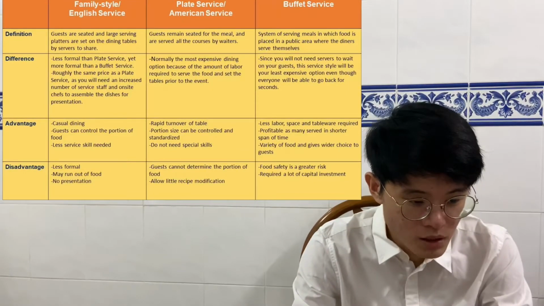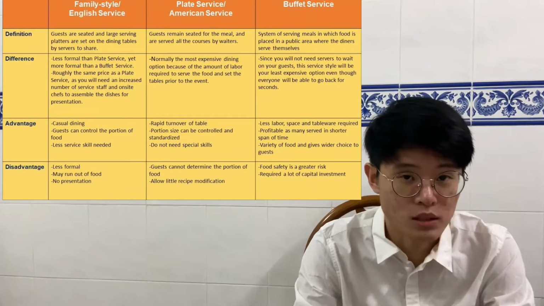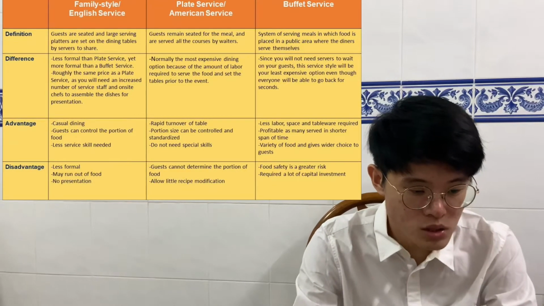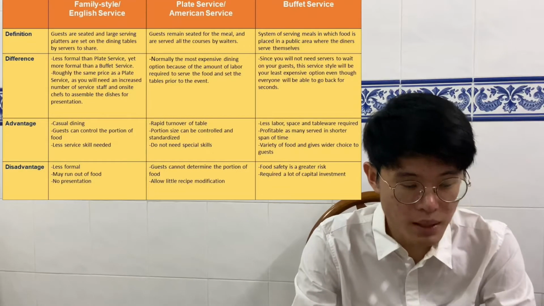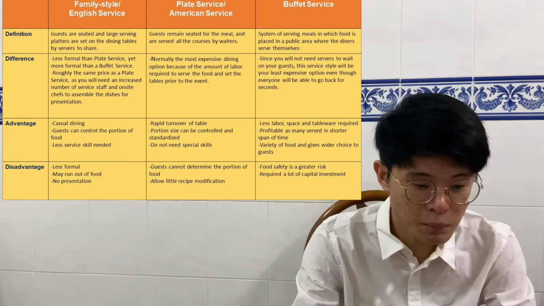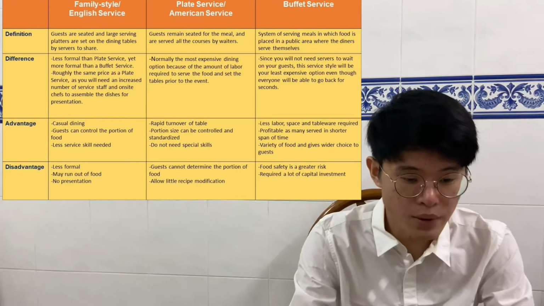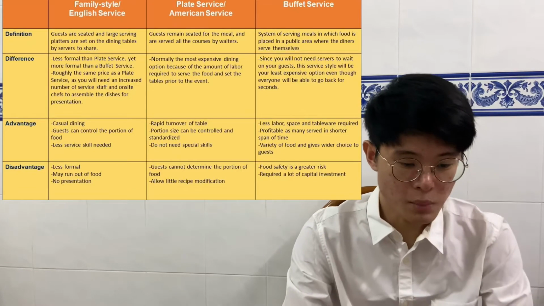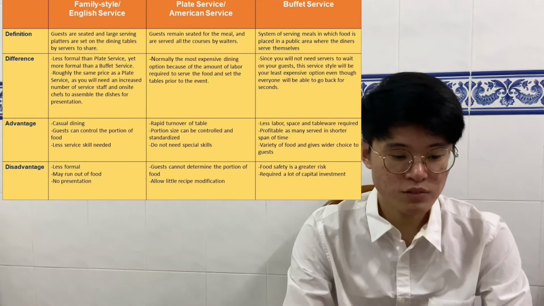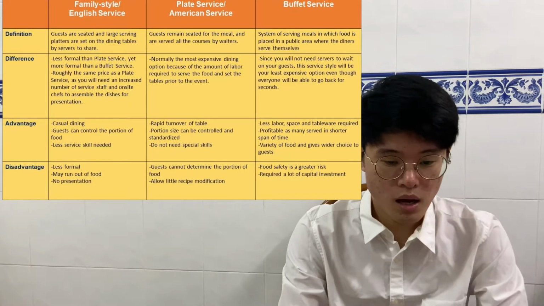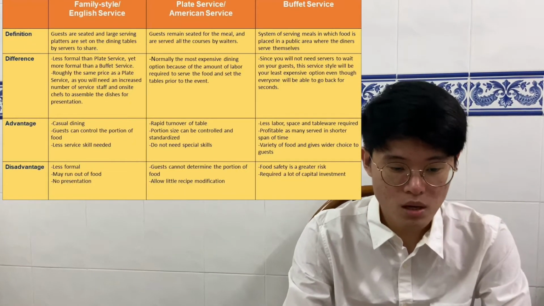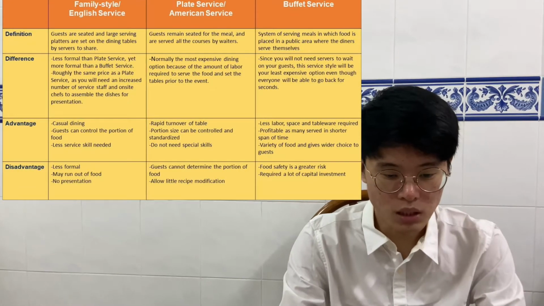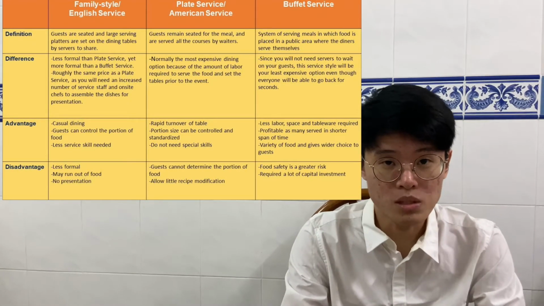Okay, so family style, which is also known as the English service. The guests are seated and large serving platters are set on the dining tables by the server to share. And the plate service, also known as American service, is the service where guests remain seated for the meal and are served all the courses by the waiters. About the buffet service, it is a system of serving meals in which food is placed in a public area where the diners serve themselves.